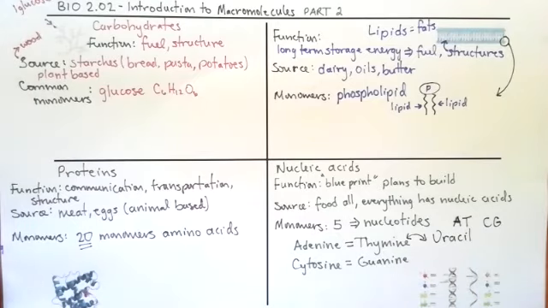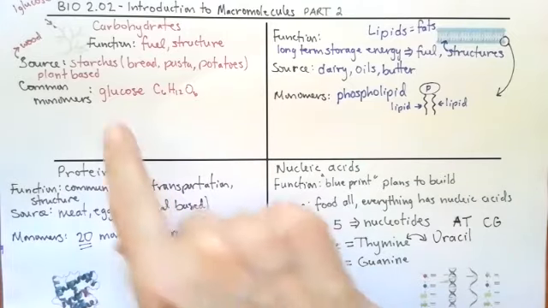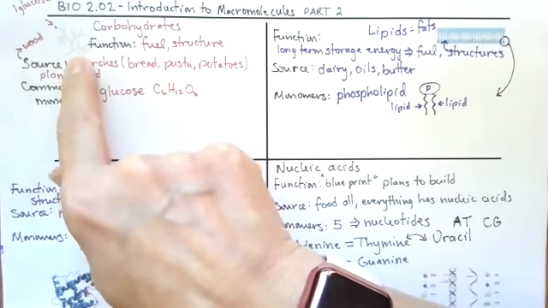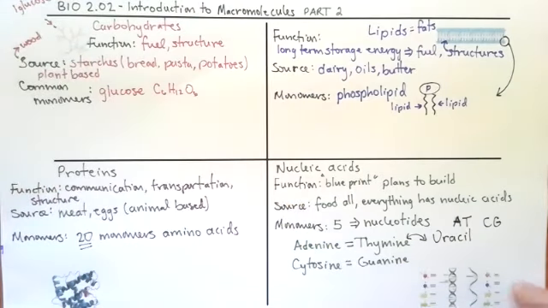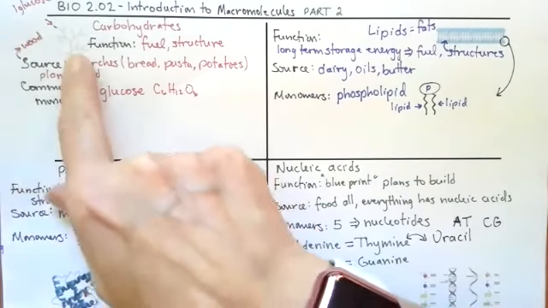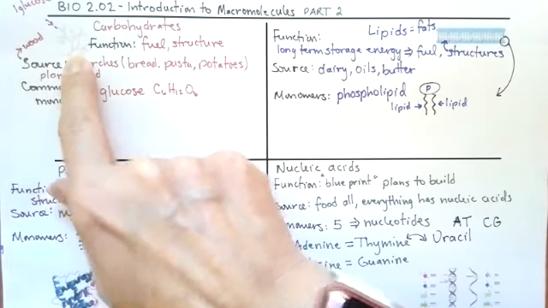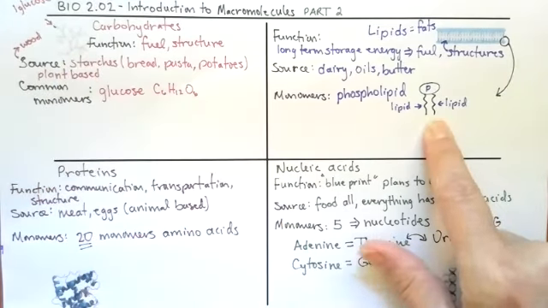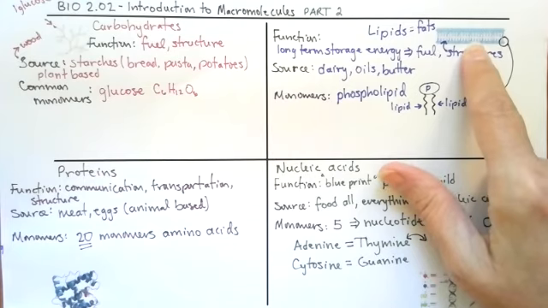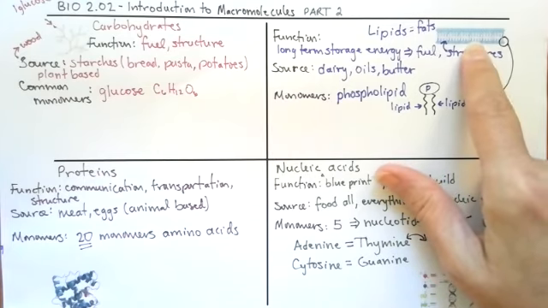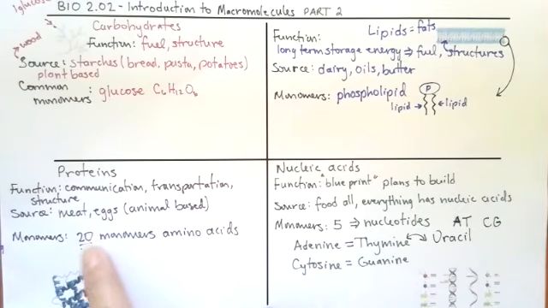But this gives us a good starting foundation, the function, the source, and the monomers for all of these. And keep in mind, this isn't a macromolecule, that's a macromolecule. So let's sum it up. Glucose is our monomer, and it builds this macromolecule, which we're going to learn is called glycogen. Phospholipid is a monomer, and it comes together to build this macrostructure called a phospholipid membrane.